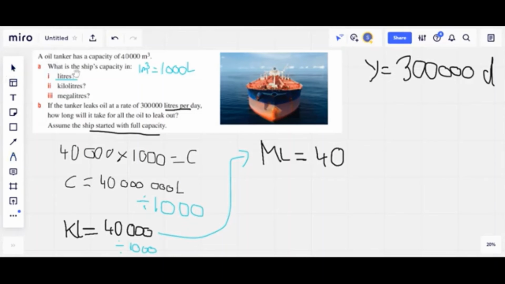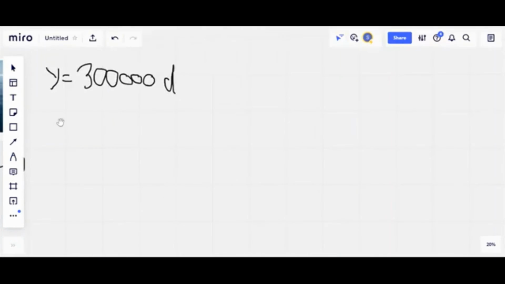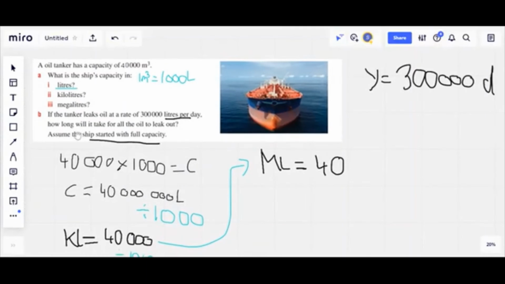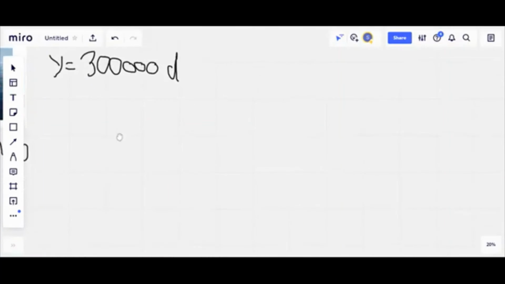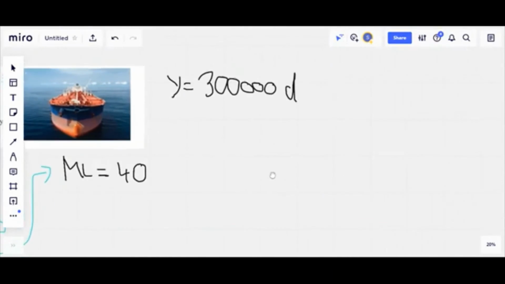So now we've got our formula written down here, we can move that away. Let's work on this formula. So before we do, we'll go back. Remember we're assuming that the ship starts with a full capacity. So if we're all working in the same unit, so litres, it'd be 40,000 meters cubed converted into litres. So that's, remember we did this before, 40 million litres. So that's our Y value. We want to see how long it takes for 40 million litres to leave the ship, which is our Y value, how much oil leaves the ship.